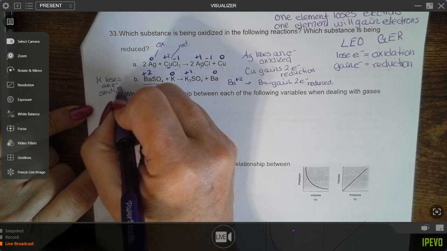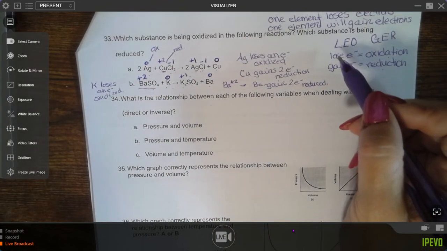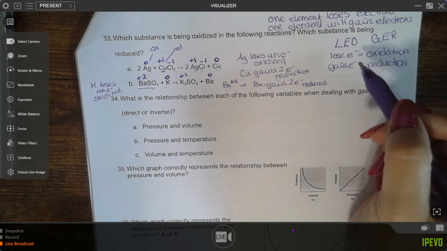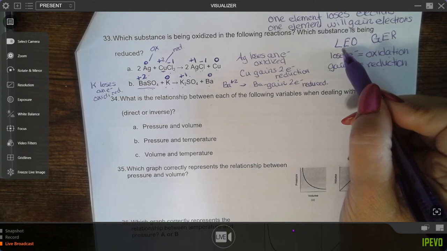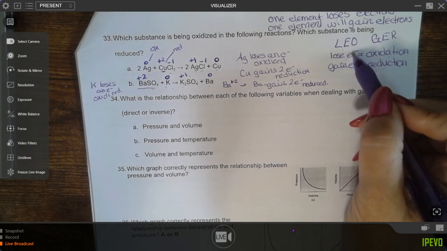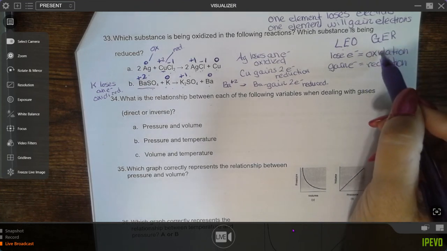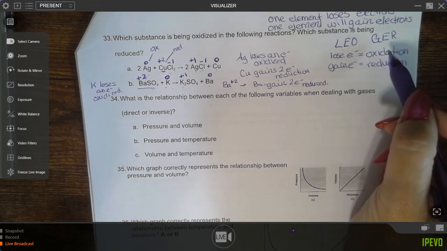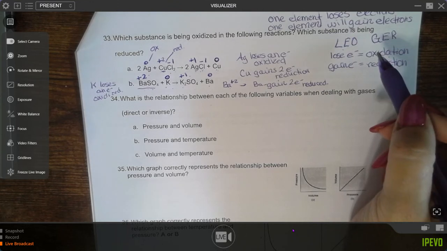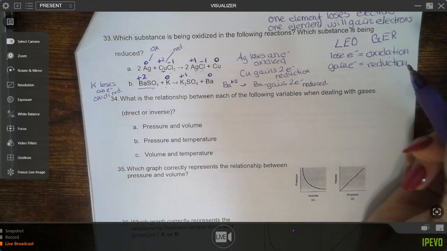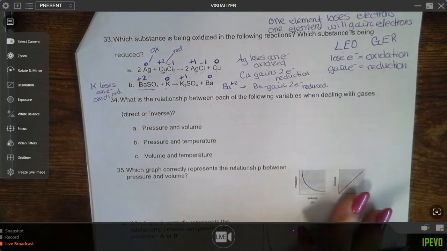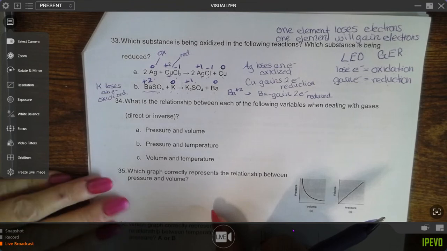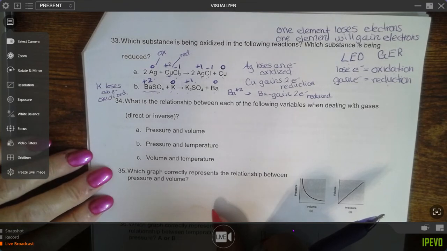Okay. So the little mnemonic helps if you can remember Leo goes grr. Anything that loses an electron, and if you remember electrons are negative, so losing an electron makes something positive. That's oxidation. Gaining an electron makes it more negative, and that is reduction. Okay, so that's just a quick couple minutes on redox.